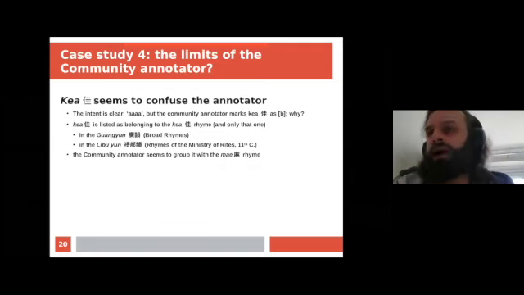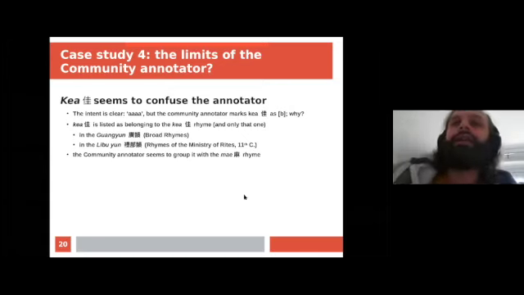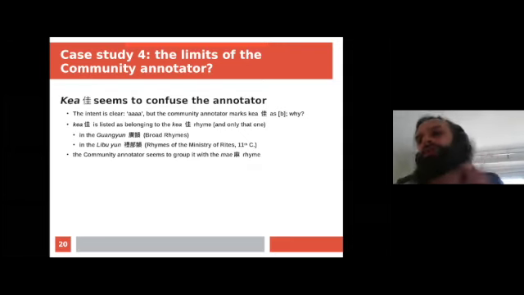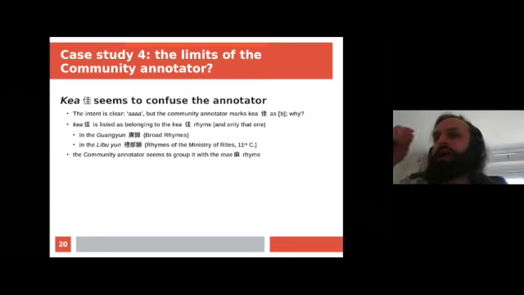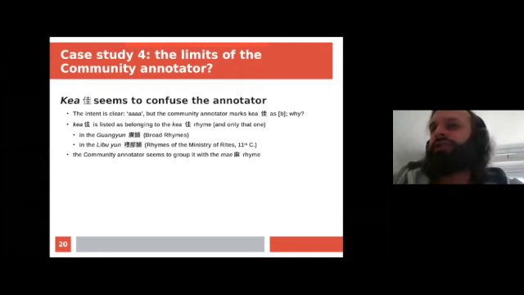If we look at rhyme books, we can see that this character, the kiai, is listed as belonging to the so-called kiai rhyme, that is to say itself. It's just a coincidence here. This is so both in the Guangyun and in the Ministry of Rites rhyme book, which is a bit later, and it will become relevant a bit later. So it seems the poet took things from the rhyme book. However, our community annotator says this character actually rhymes with the me rhyme.